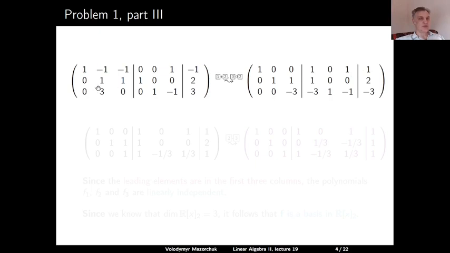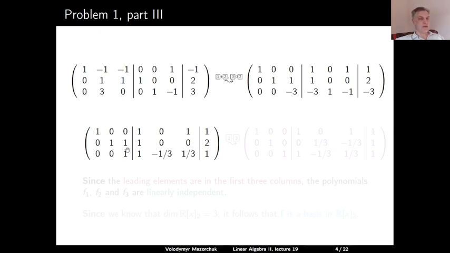And row 3 becomes 0 minus 0 is 0, 3 minus 3 is 0, 0 minus 3 is minus 3, 0 minus 3 is minus 3, 1 minus 0 is 1, minus 1 minus 0 is minus 1, 3 minus 6 is minus 3. So now we can take this matrix and divide the third row by minus 3 to make 1 here. So rows 1 and 2 remain the same, and the third row becomes 0, 0, 1, 1, minus 1 third, 1 third, 1.